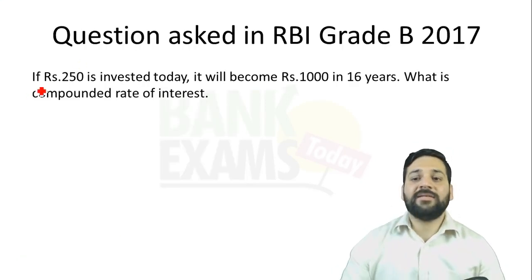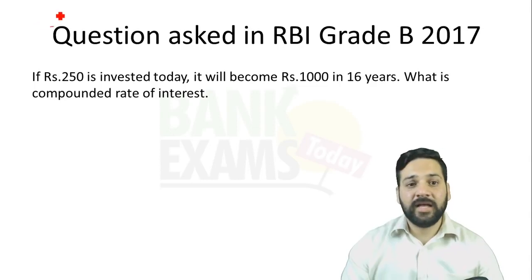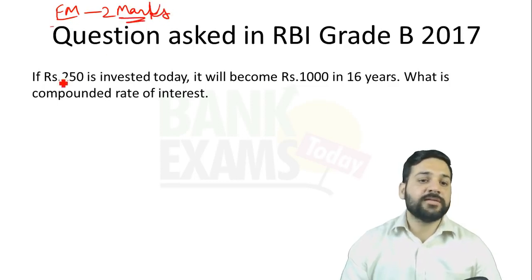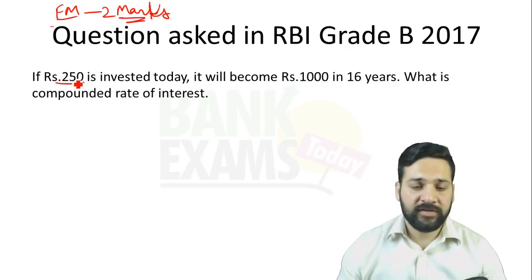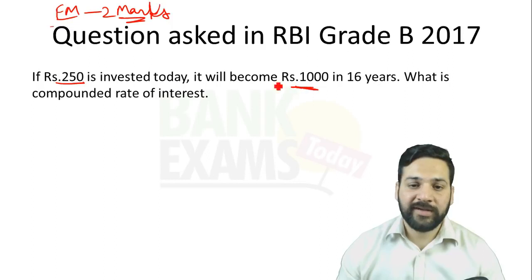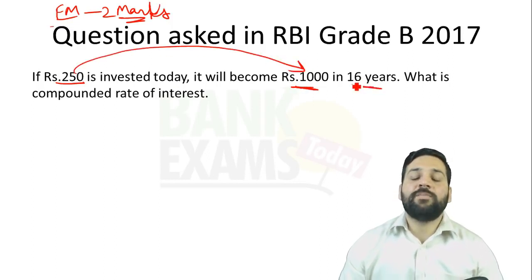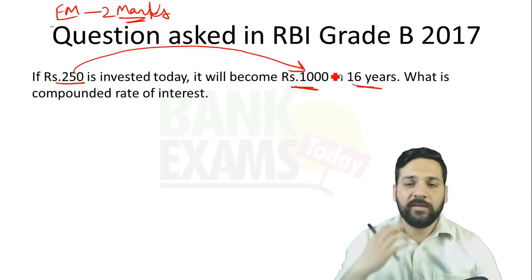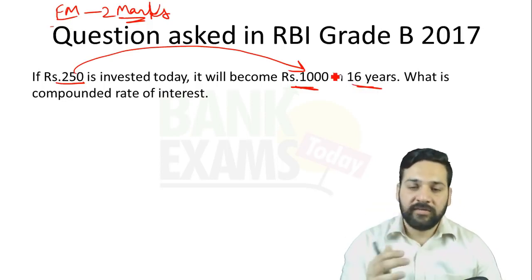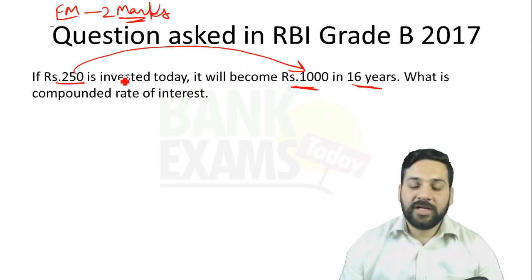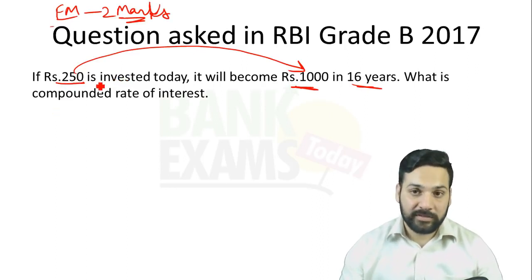This is the question asked in the RBI grade B 2017 in the FM paper. This was a 2 marks question, very simple. If rupees 250 is invested today, it will become rupees 1000 in 16 years. In 16 years, what is the compounded rate of interest? Try to solve this question yourself, students. Give it a try. One important thing here is the money is not doubled, the money quadrupled.